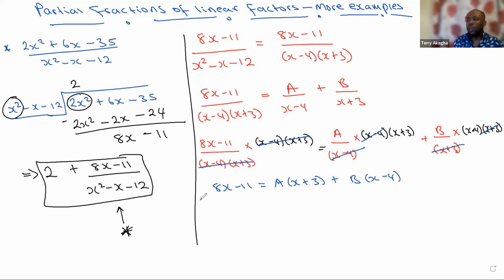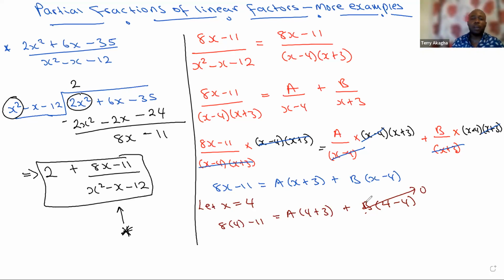So I'm going to say, let x be equal to what? 4, okay? So it's going to be 8 into bracket 4 minus 11 is equal to a into bracket 4 plus 3 plus b into bracket 4 minus 4. So here now, all this is going to become 0 because 4 minus 4 is 0. 0 times anything is going to give you 0.